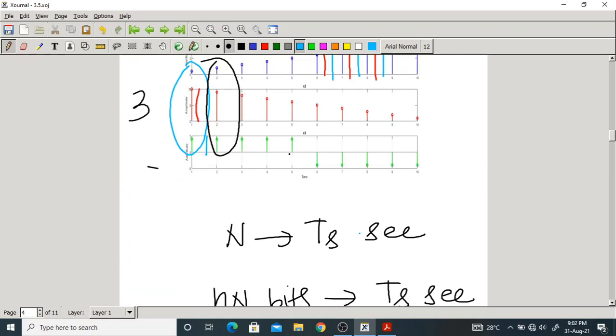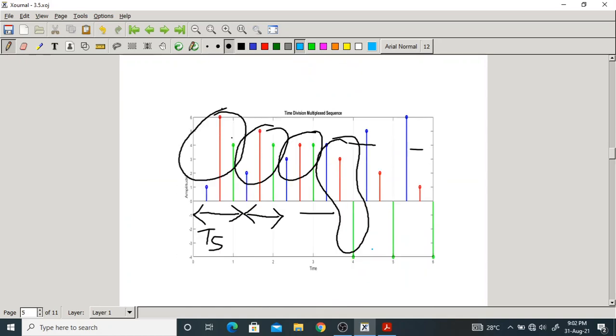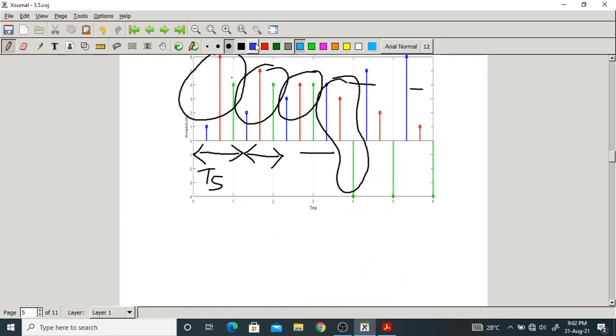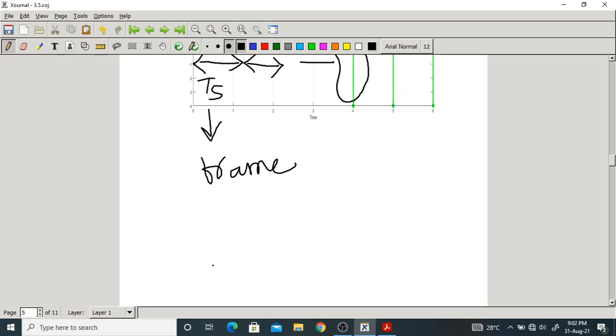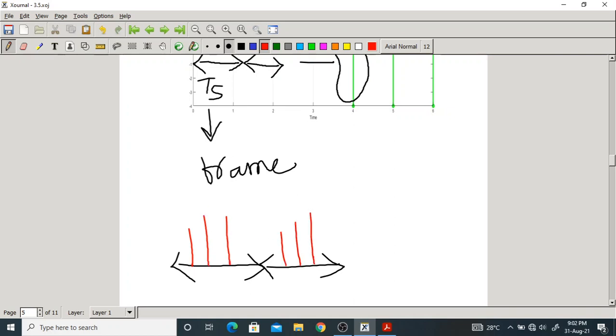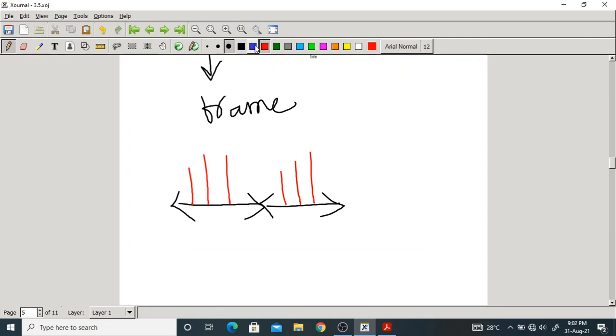One more thing I forgot to tell you is, this is called a frame. What is called a frame? In a frame we are transmitting 3 samples. If you remember, every TS seconds the commutator will complete one cycle, no? In this time we are transmitting 3 samples. So during TS seconds, this is called a frame. In every frame we are transmitting 3 samples.